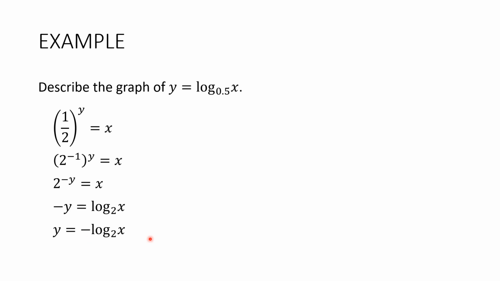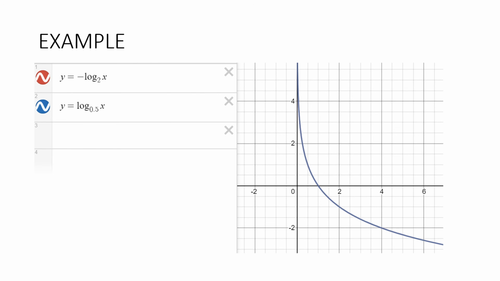All right, let's have a look on Desmos. So here's our graph y is equal to negative log base 2 of x. It's red. You can faintly see it there. And there's the graph y is equal to log base 0.5 of x. That's the blue one. So they're the same graph.